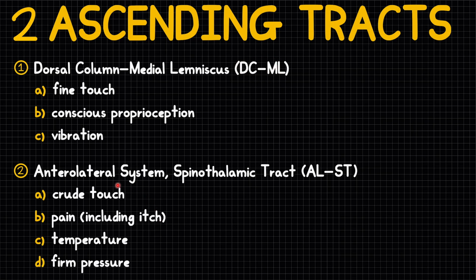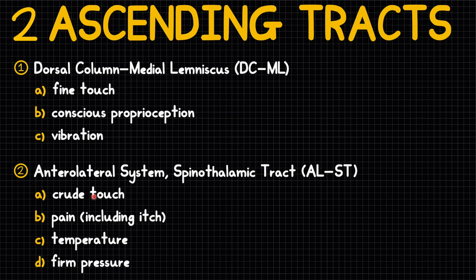The ALST pathway, or the anterolateral system's spinothalamic tract, will mediate four types of somatosensation. The first one is crude touch, which is basically the opposite of fine touch. This is, for example, wind blowing in your face. You don't know where exactly on your face the wind is actually blowing at. You just know that there's some sort of generalized sensation of that wind blowing against your face.